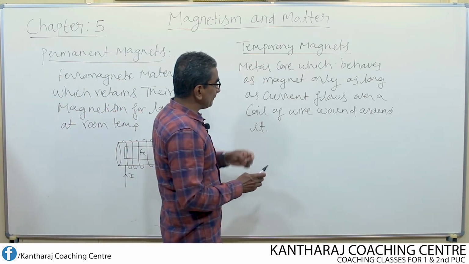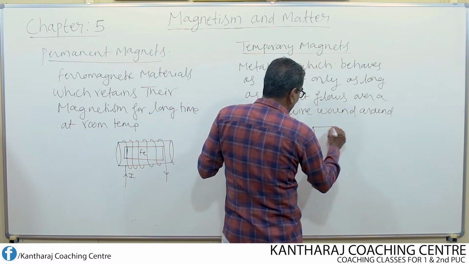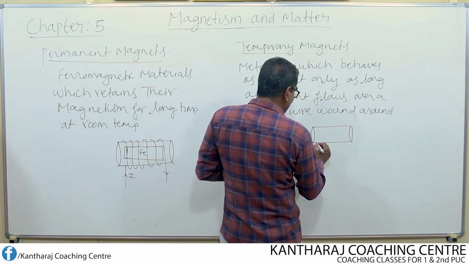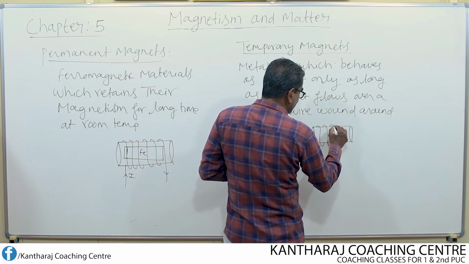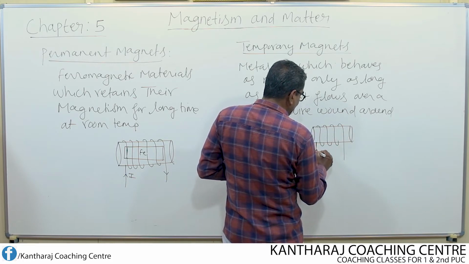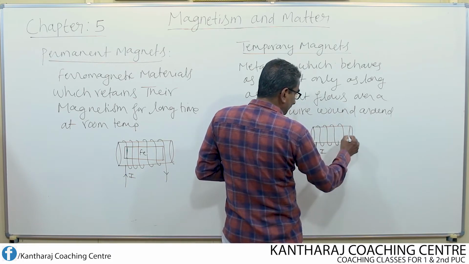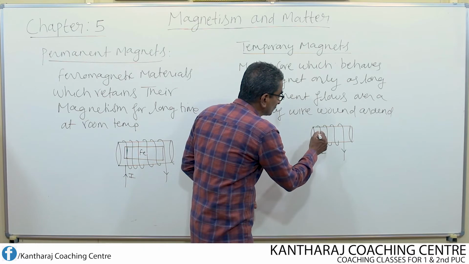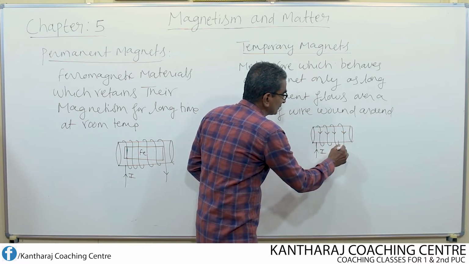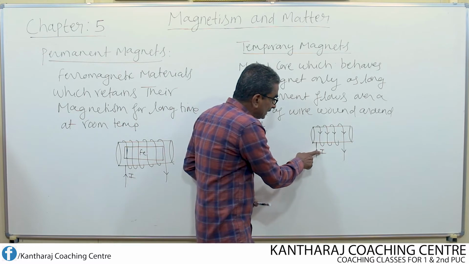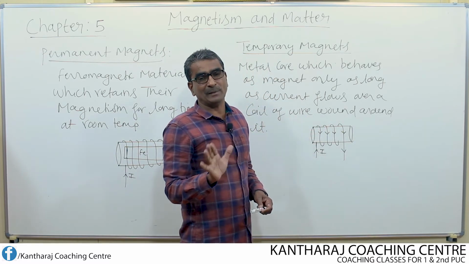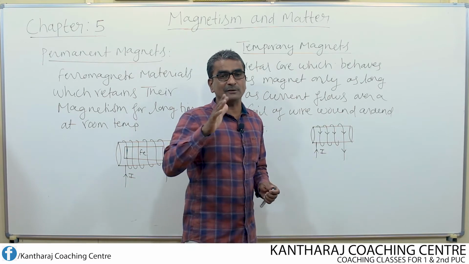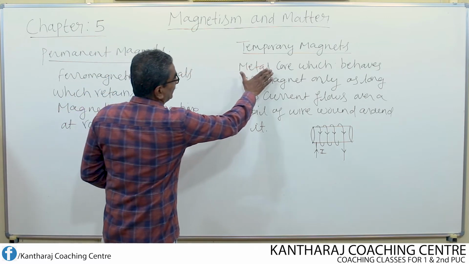Whereas in the case of a temporary magnet, suppose I consider one iron bar, say one iron rod, and I wind a coil of wire over it and pass the current through it. Now this iron bar behaves as a magnet only as long as the current flows through this coil. If the flow of current is stopped, then it is no longer a magnet. It behaves as an ordinary metal rod. That is the difference between the permanent magnet and the temporary magnet.